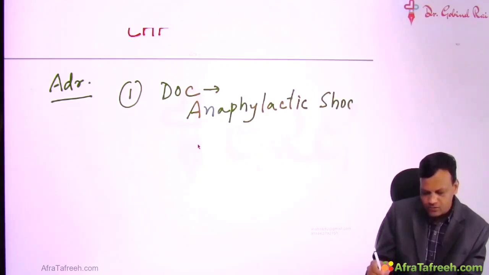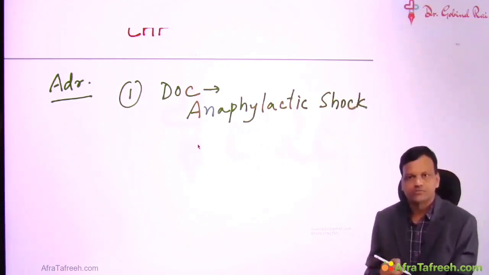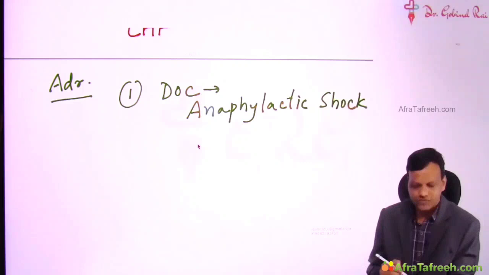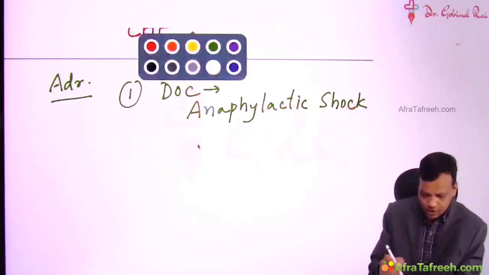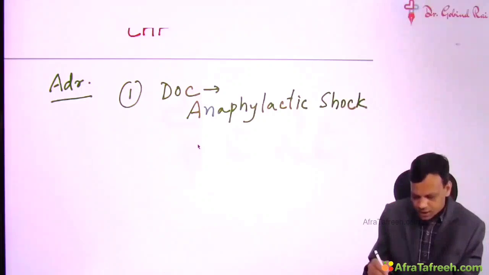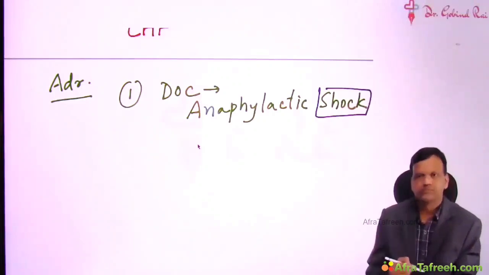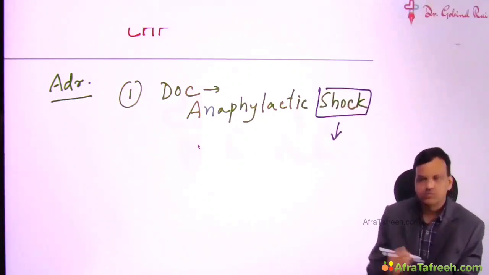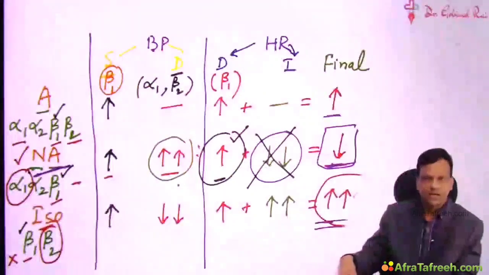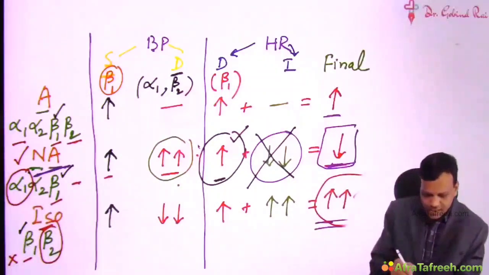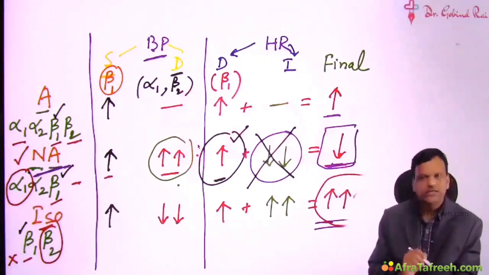Adrenaline is a drug of choice for anaphylactic shock. The first question is, in this condition there is shock. That means BP is low, so we want to increase the BP. If we look at the table, we'll find that for increasing the blood pressure, noradrenaline is a better drug.